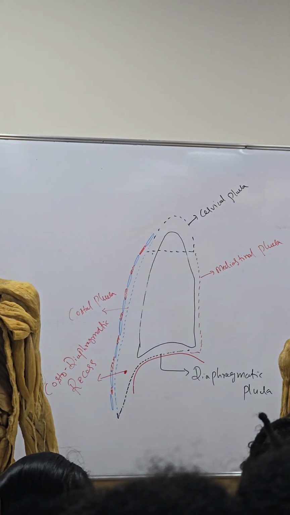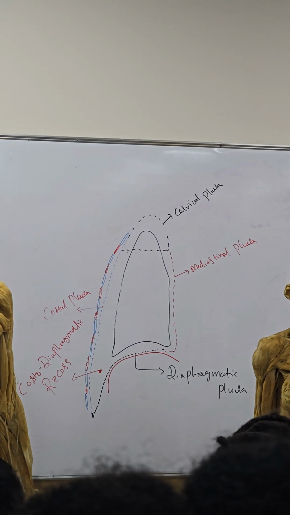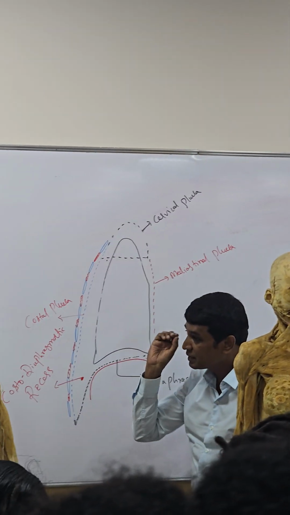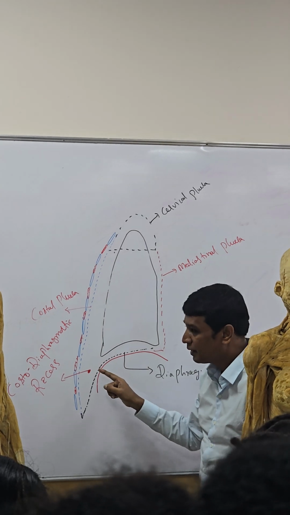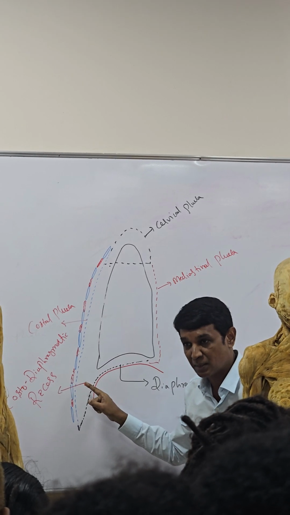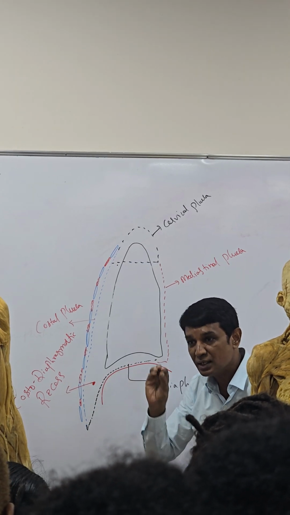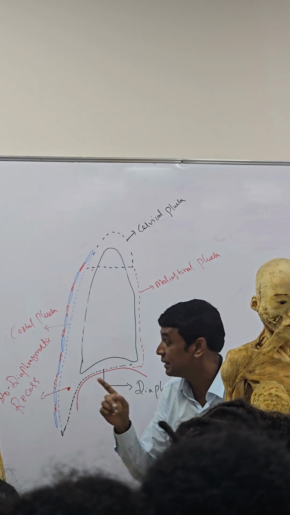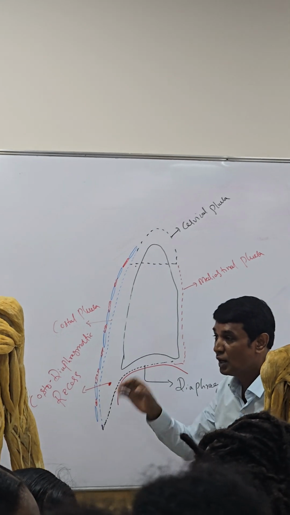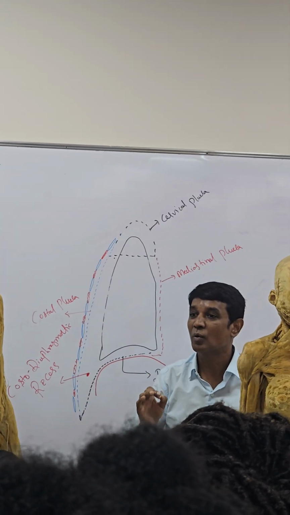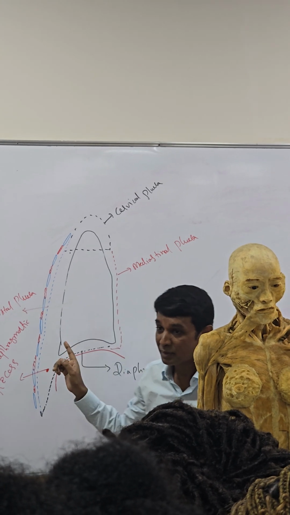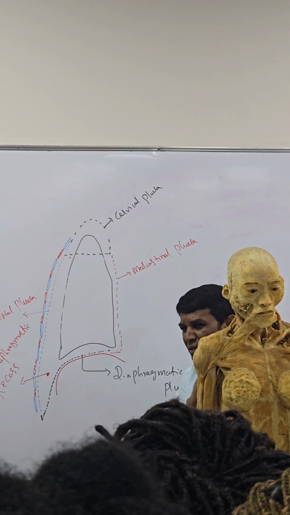Are you understanding? This is very important. What is the costodiaphragmatic recess? I will explain it medically, the medical definition. The costodiaphragmatic recess is a potential space between the pleura which is not occupied by the lung tissue during normal quiet breathing. Understand? It's very, very simple.